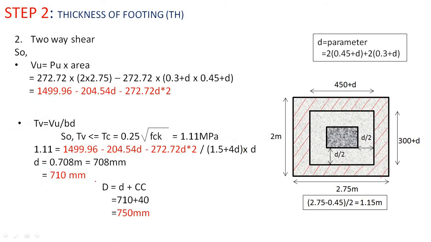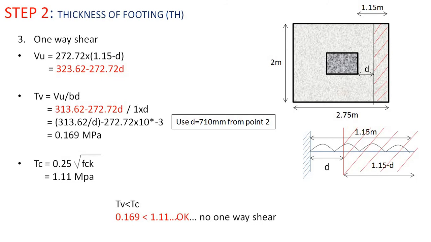Next we will find the overall depth. The overall depth is equal to effective depth plus clear cover. We will assume the clear cover for the footing as 40 mm. So we will have the overall depth as 750 mm. So next, third, we will check for one-way shear.